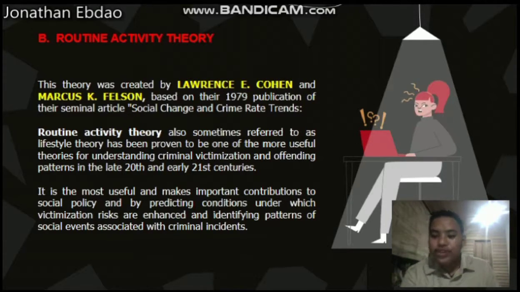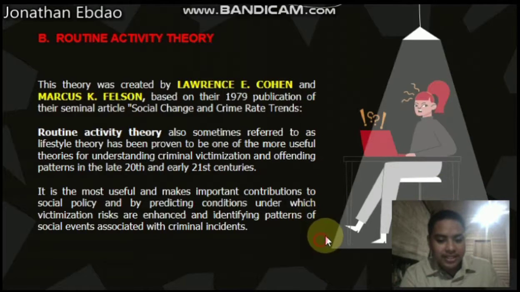In the routine activity theory approach, they view crime as a normal function of the routine activities of modern living, that is, offenses can be expected if there is a motivated offender and a suitable target that is not protected by a capable guardian. The theoretical explanation primarily focuses on providing information regarding who is more or less likely to be a crime victim.